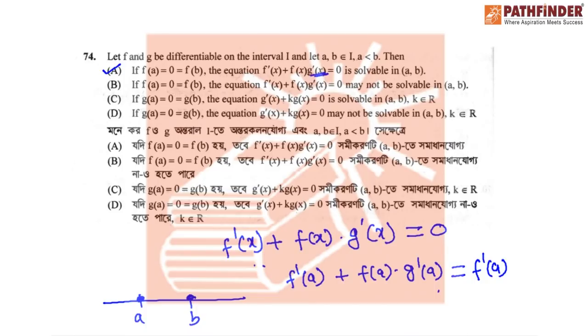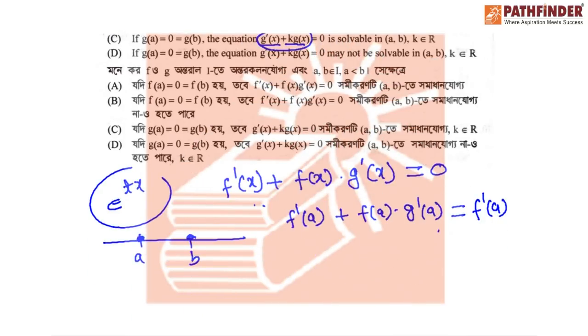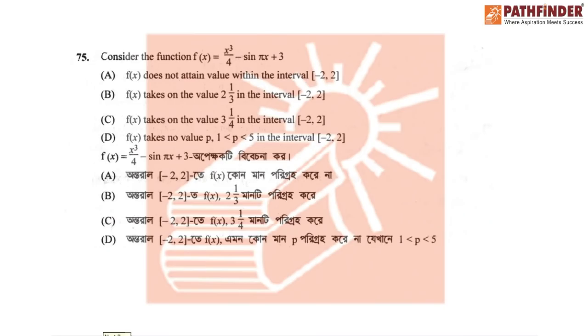Then next we will see options C and D. Option C says that g dash x plus k g(x) equal to 0. It is possible for an exponential function, e to the power of some constant times x, in this form. So g dash x plus k g(x) equal to 0 is solvable. Now it may not be solvable, if we talk about something like exponential, but g(a) equal to 0 and g(b) equal to 0. So it may not be solvable in (a, b). Option D is correct. Now let's see question number 75.